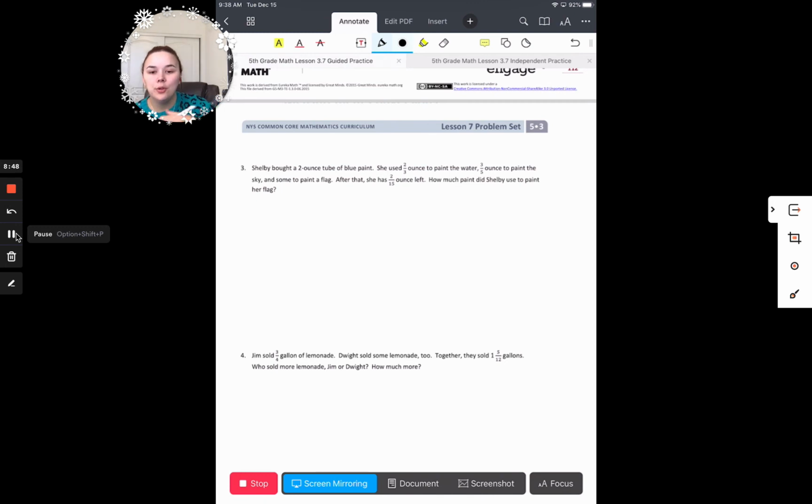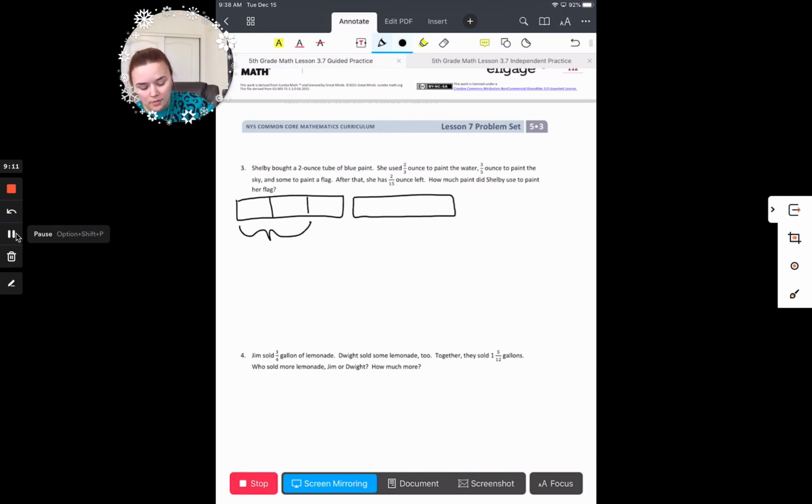So if in total she's got 2 ounces, so I have kind of 1 ounce and 2 ounces. We'll say that each one of those is an ounce. She used 2/3 of it. So I'm going to kind of cut this into thirds. So this is what she used. This is what she used to paint the water. Right, so 2/3.